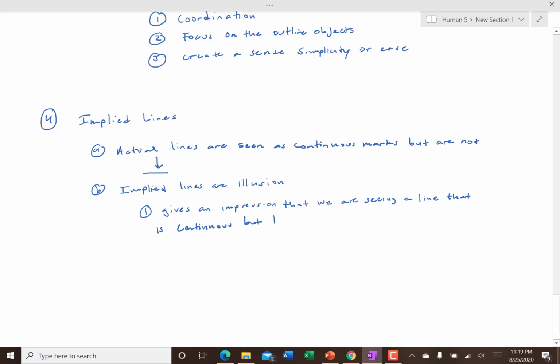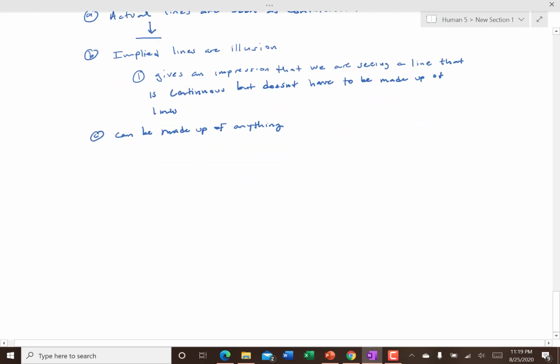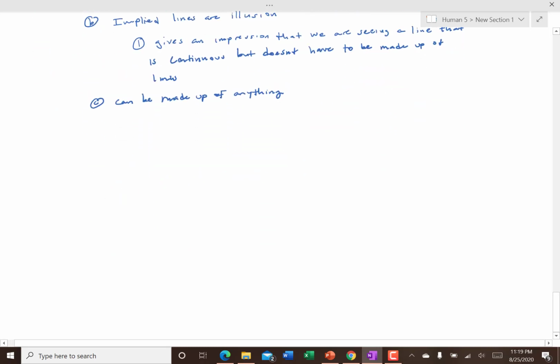We'll say, but doesn't have to be made up of lines. Implied lines can be made up of virtually anything. Okay, so let's look at a couple of examples, then I'll show you the PowerPoint for that. The most simplistic basic implied line is this, right?